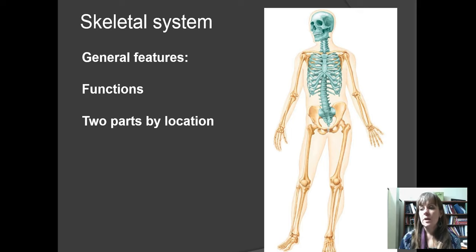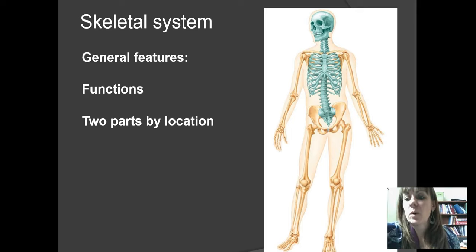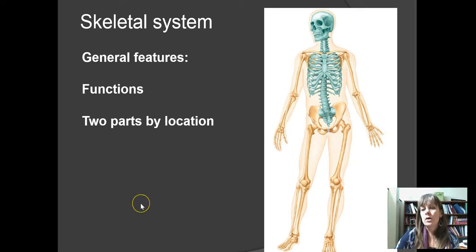One thing I would recommend that you do at this point is go through and look at the pictures of all of the different bones and see if you can classify them into one of the 6 categories that we just talked about. The other thing you're going to want to do is take all of these bones and classify them into 2 other categories, either axial or appendicular.